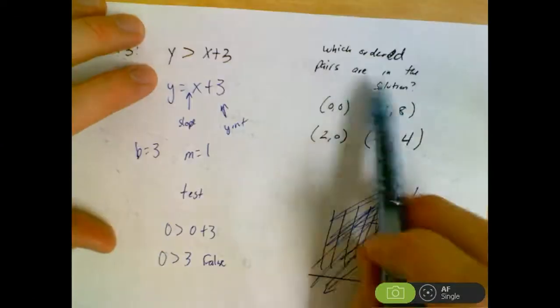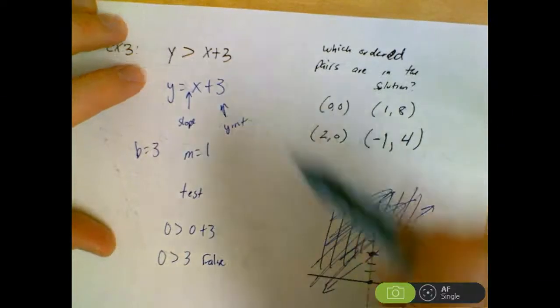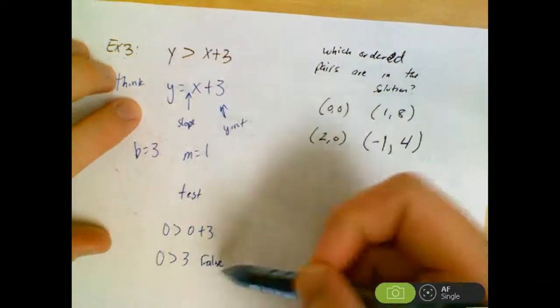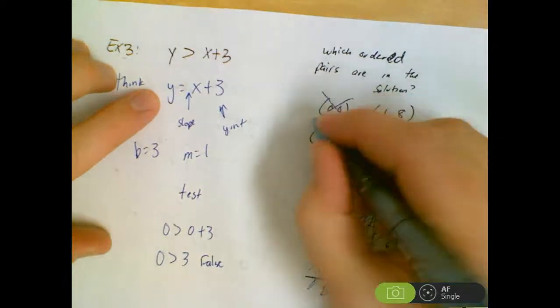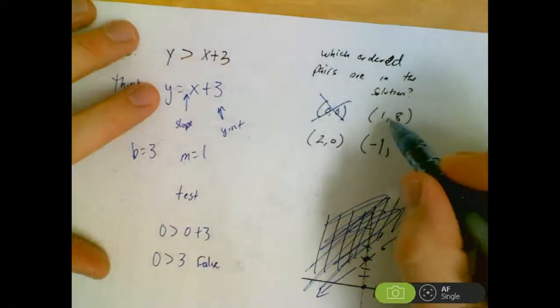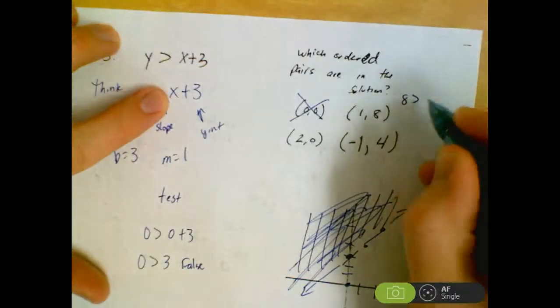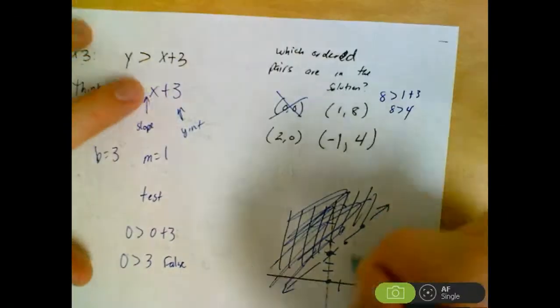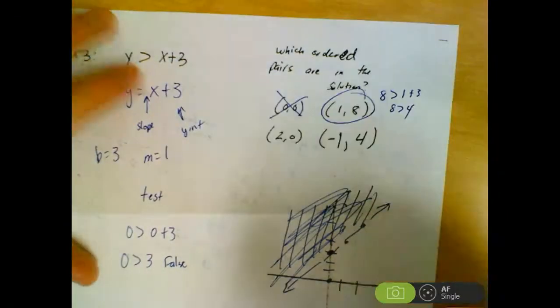But now it says which ordered pairs are in the solution. Here you're just taking these numbers and plugging them in. So we already tested 0, 0. 0, 0 is false. So that's not part of the solution. Plug in 1, 8. 8 is bigger than or equal to 1 plus 3. Is 8 bigger than 4? Yes. So that's part of the solution.